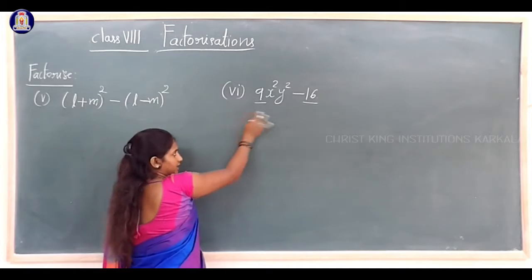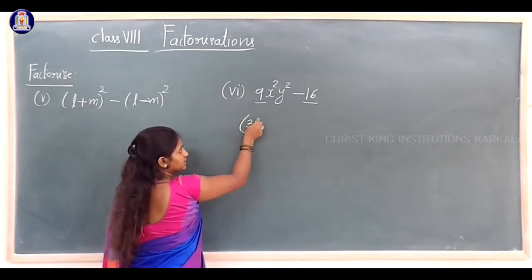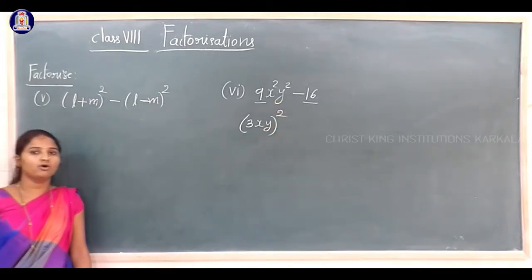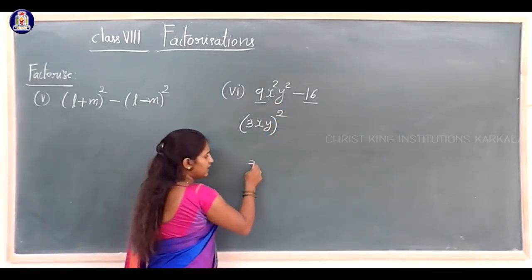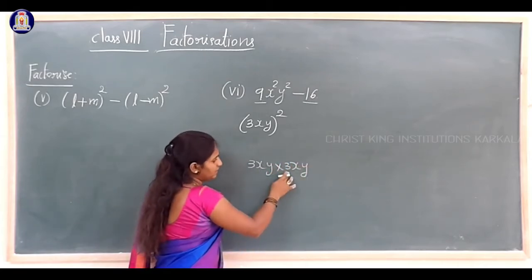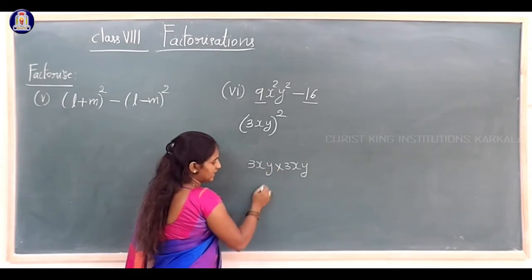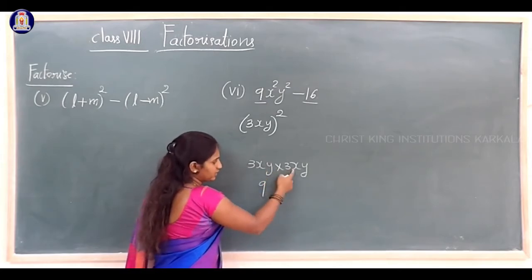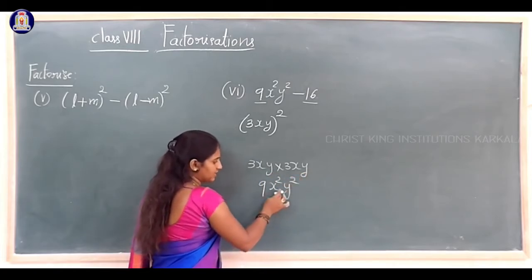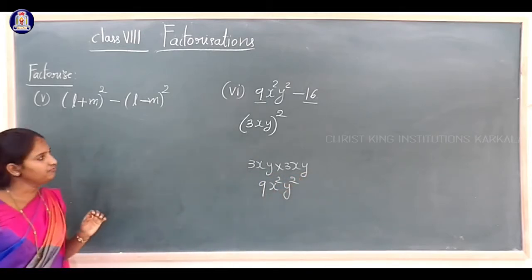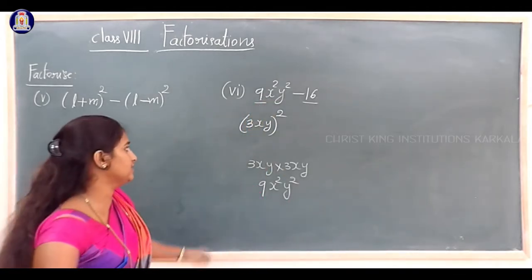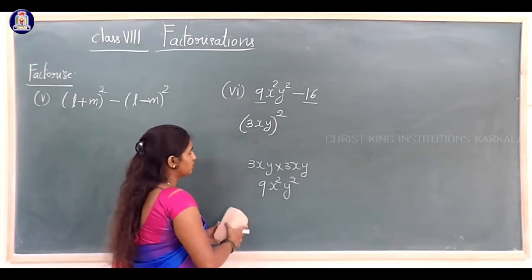Is it correct? Yes. So this can be written as 3xy the whole square. 3xy the whole square means 3xy into 3xy. If you multiply this, we will get 3 3s are 9, and x into x is x square, and y into y is y square. The answer is 9x square y square. So 9x square y square can be written as 3xy the whole square.